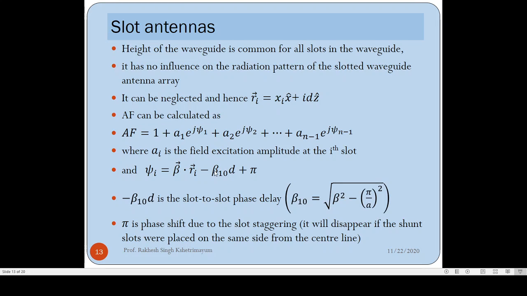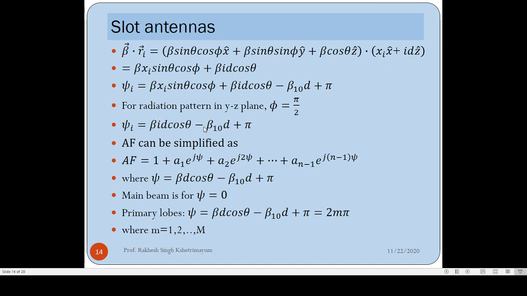So this is a cumulative effect, so I should have an I here, I should also have an I here. This is for the ith slot, so I should have I here also. I is the ith slot. I can take any value from 1 to n. And if I write array factor as 1 plus a1 exponential j psi plus a2 exponential j2 psi plus and so on, then the last one is a n minus 1 exponential j n minus 1 psi. In that case, psi I will become I times psi. And what is psi in that case? Psi will become beta d cos theta minus beta 10 d plus pi.